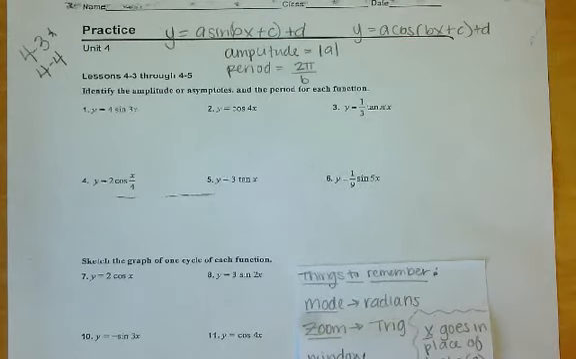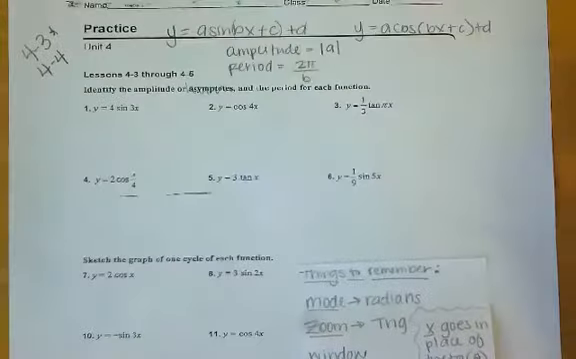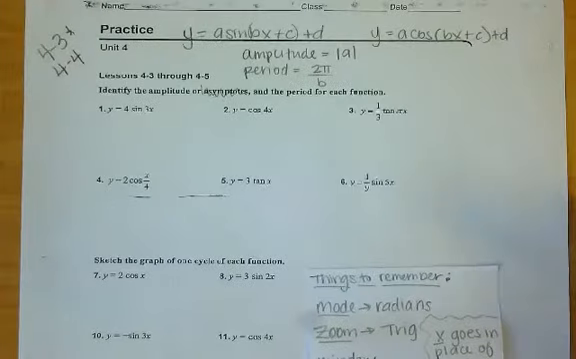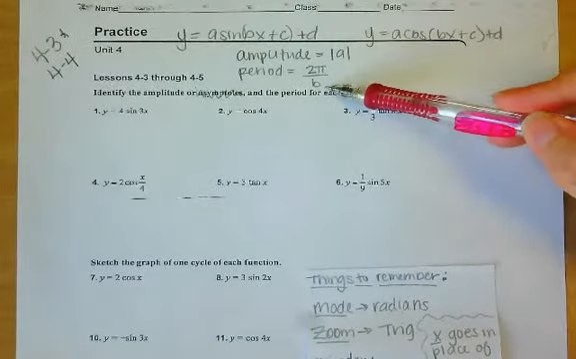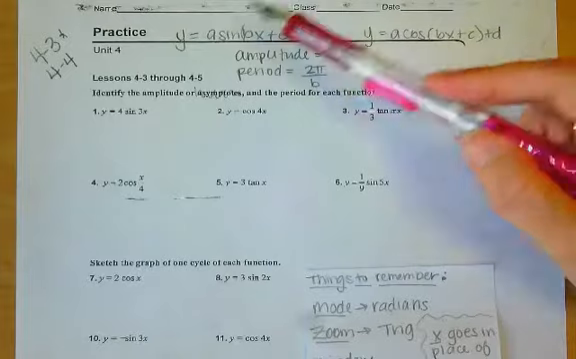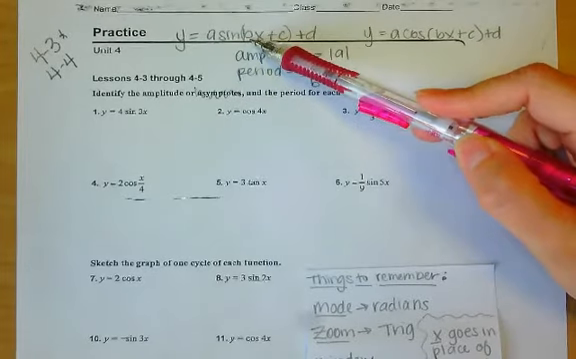So in problems 1 through 6, it says identify the amplitude and period. We're not finding asymptotes for each function. So I've given you a couple things up here. Amplitude is the absolute value of A. Period is 2 pi over B. A is always in front of the sine or cosine. B comes after sine or cosine.